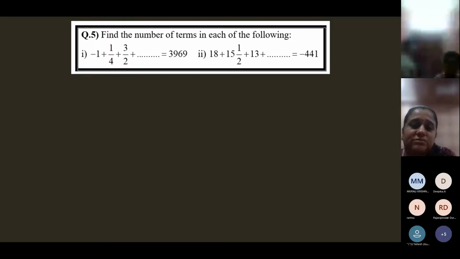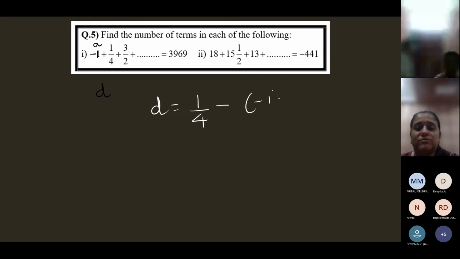Find the number of terms in each of the following. So, how do we understand the question? The sum of how many terms? The AP starts with -1. So A is -1, and the common difference will be 1 by 4. The common difference is the second term, 1 by 4, minus the first term, -1. This is A2, this is A1, and A2 minus A1 is the common difference. Okay, so you know A and D.